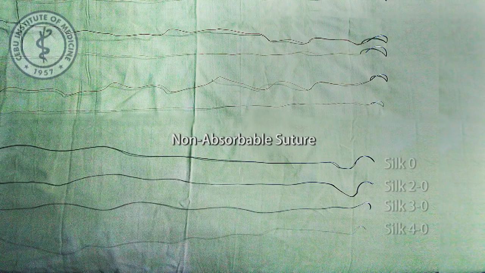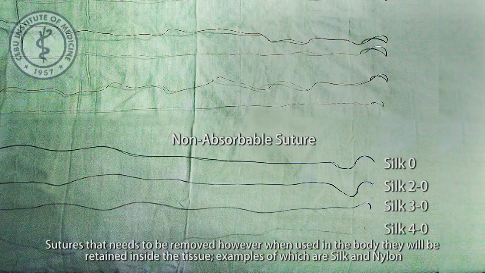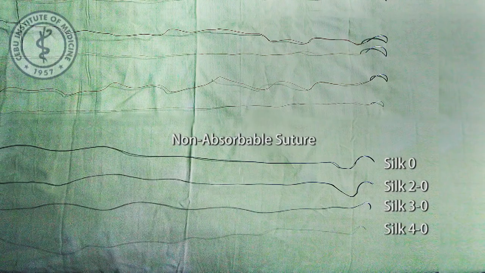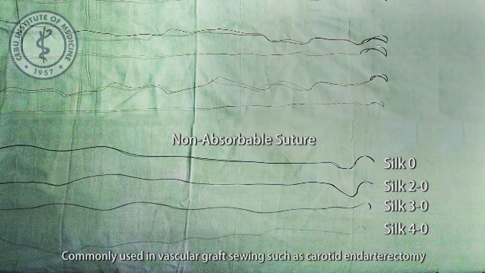Non-absorbable sutures need to be removed; however, when used in the body, they will be retained inside the tissue, examples of which are silk and nylon. Silk 4-0 is commonly used in vascular graft sewing such as carotid endarterectomy.